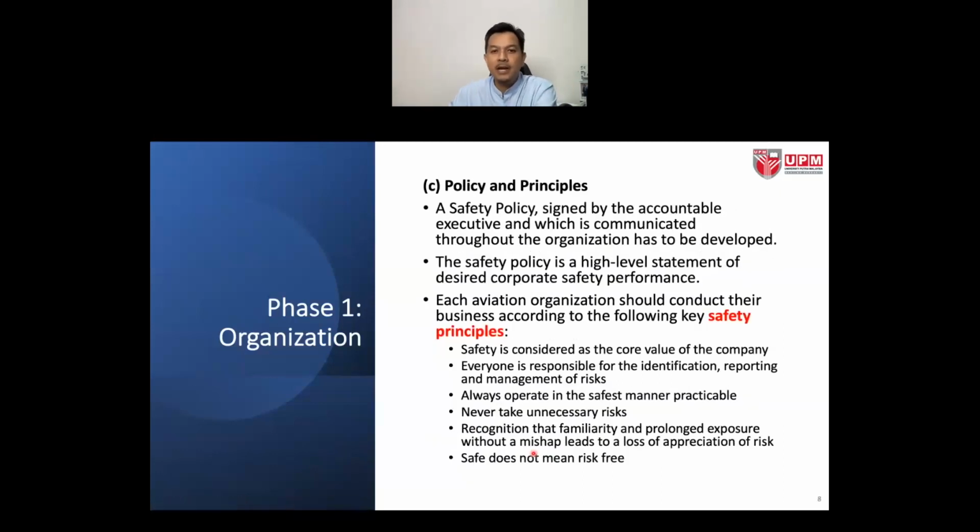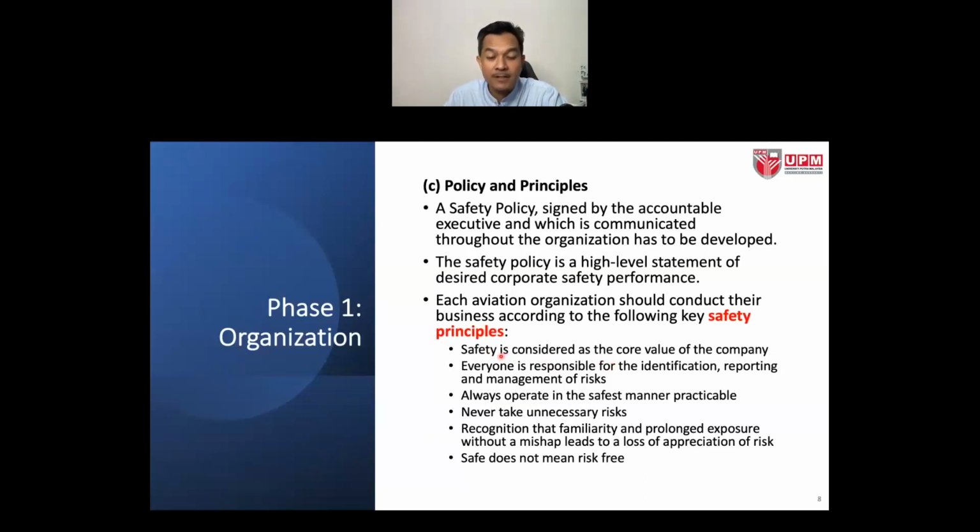In terms of the policy and principles, right, a safety policy, normally signed by the accountable executive and communicated throughout the organization, has to be developed. The safety policy is a high-level statement of desired corporate safety performance. Each aviation organization should conduct their business according to the following key safety principles. Basically, they have to put safety, which is normally considered as the core value of the company.